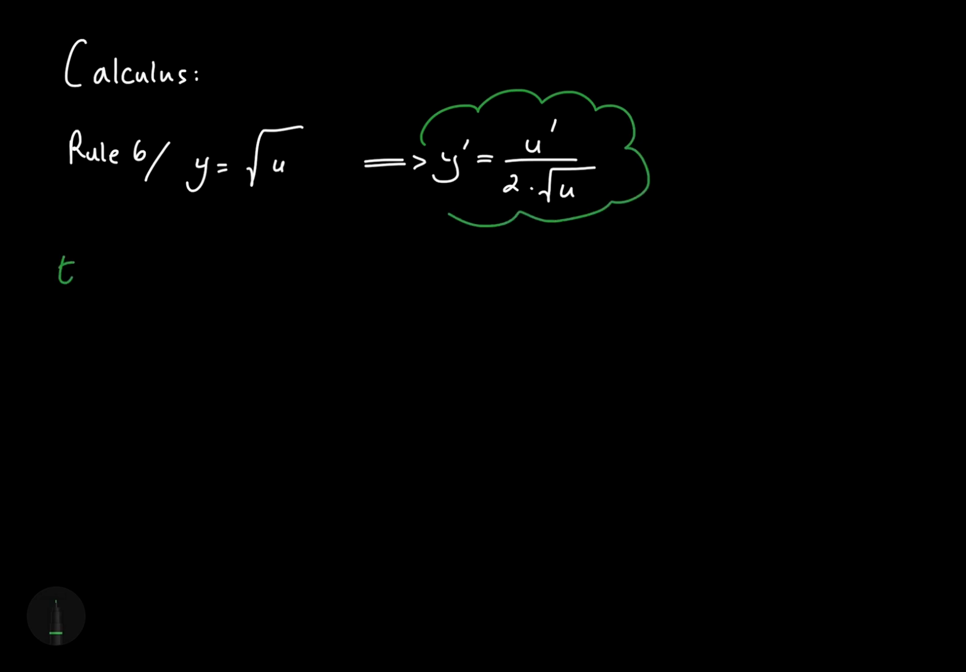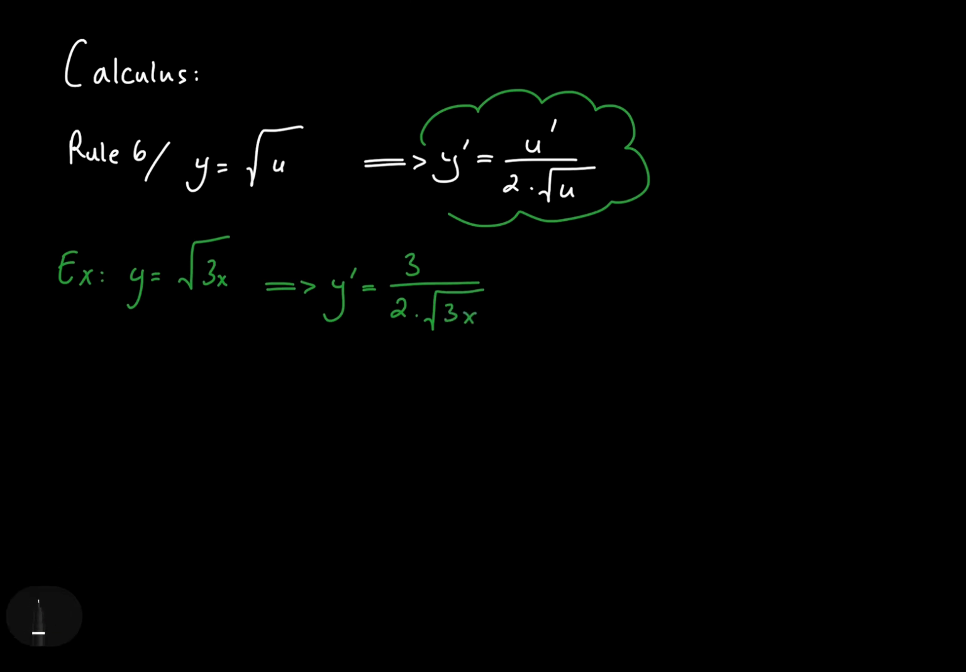Let's say, for example, you have y equals the square root of 3x. What you're going to get is y prime equals, first you take the derivative of whatever's inside the bracket, so the derivative of 3x is going to be 3, and then you divide it by 2 multiplied by whatever your original function was, so 2 times the square root of 3x.